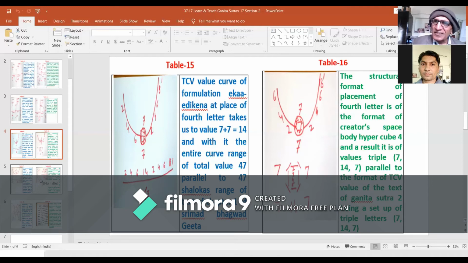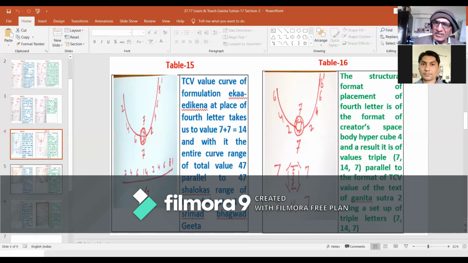letters triple of Nikhilam Navatashcaramam Dashatah, Ganita Sutra 2. Therefore, the academic as pure and applied values reach is flowing from the placement seat of the fourth letter. Therefore, the sadhakas are fulfilled with intensity of efforts to be parallel with the Vedic systems, Vedic mathematics, Ganita Sutras mathematics.